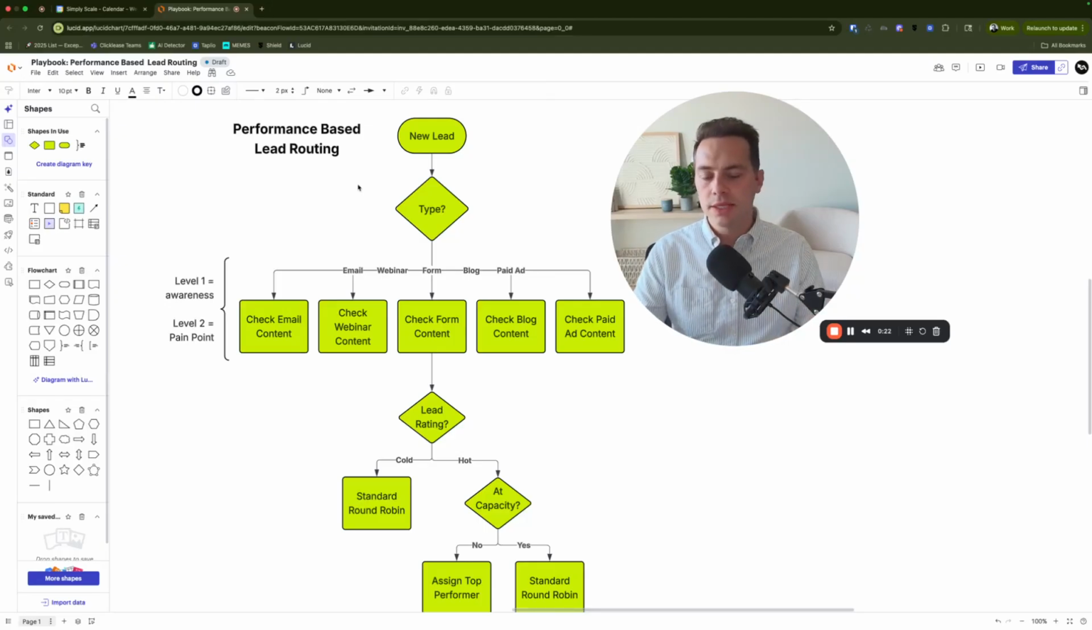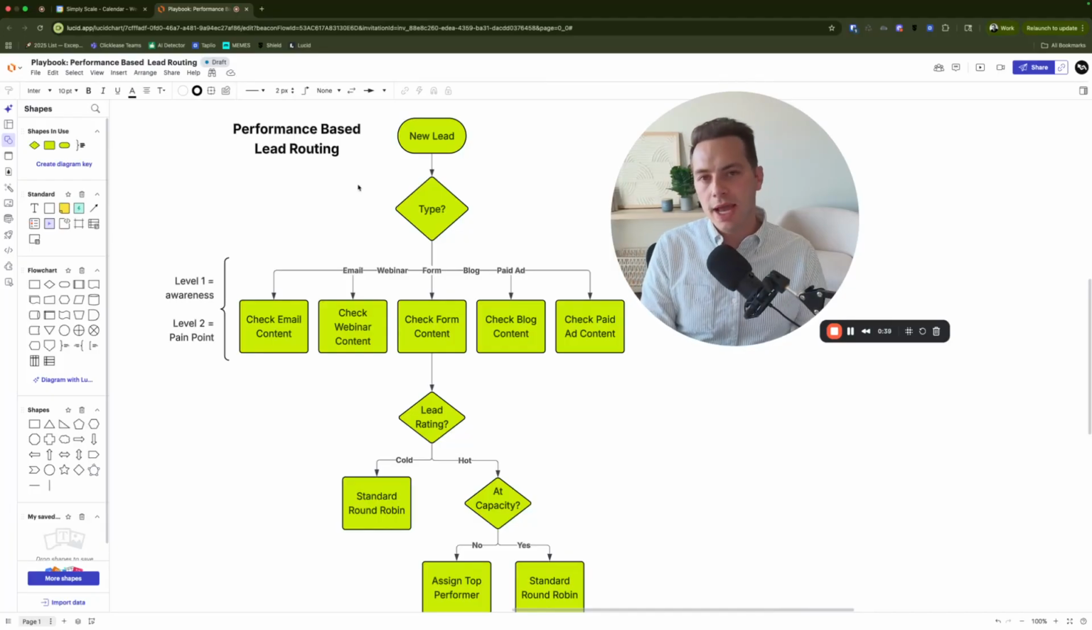So performance-based, as it sounds, you basically figure out who is my best performing rep at solving this problem and has the highest close rate. That's who I want to assign that lead to, because I have a higher chance of closing that deal and getting money from that customer, right?